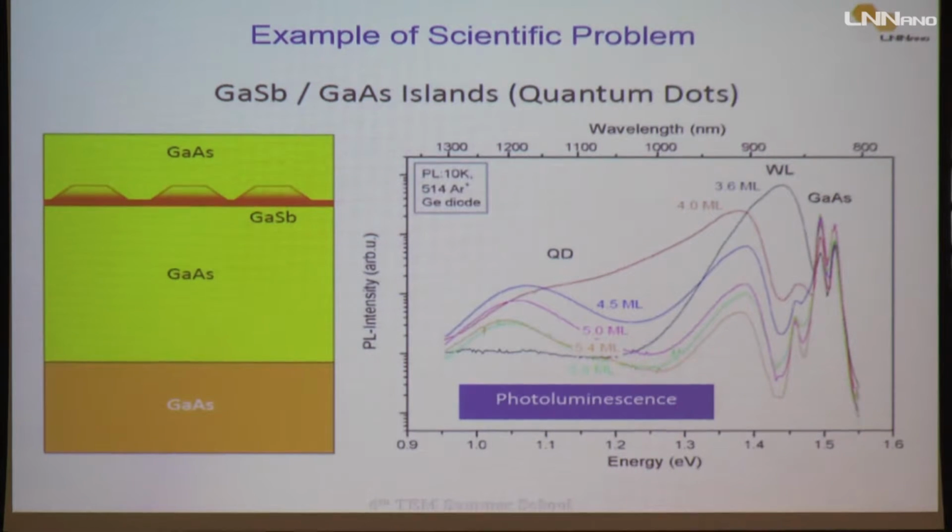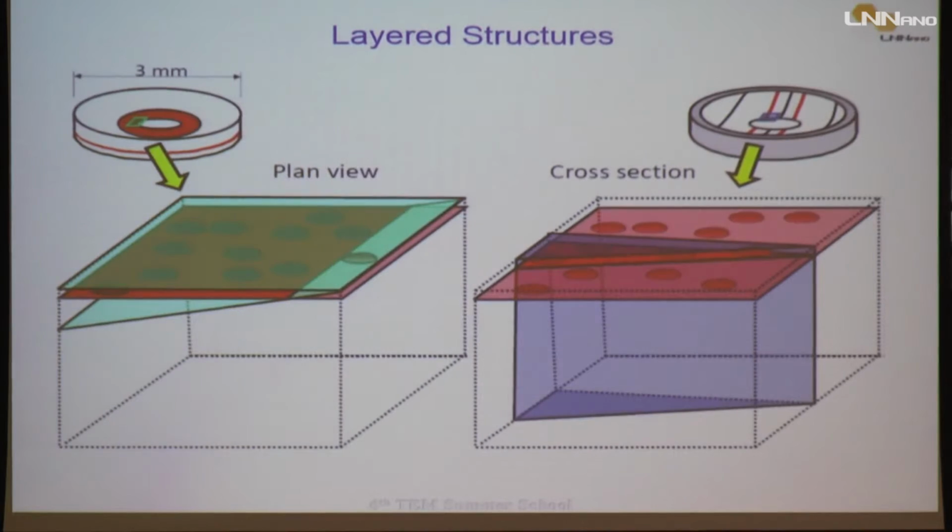Here we have information about how the density of the number of these quantum dots in the material will affect the photoluminescence properties of the material. And it's very important to us to understand in which way these quantum dots are distributed in the semiconductor, okay? Then which kind of experiment we may do. We may do something related with the plan view of the semiconductor or cross-section.